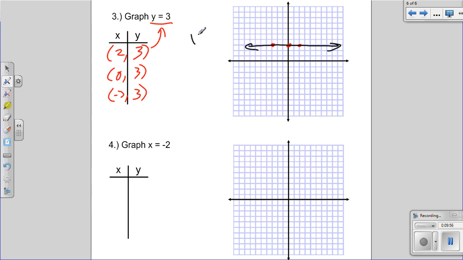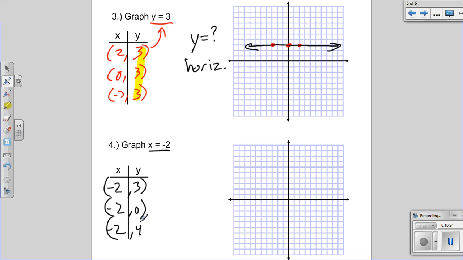So horizontal lines are always y equals some sort of number. It's always y equals that value. And notice we could see it right here. Those are all the same. Let's go ahead and take a look at this one. Where is x equal to -2? Those are inputs. So I'm going to plug in -2, and we could have -2 comma 3, -2 comma 0, -2 comma 4. If I graph all 3 points, they form a vertical line.